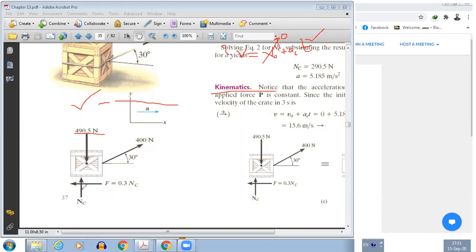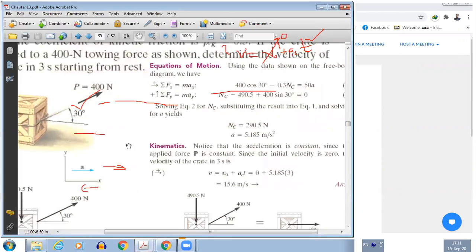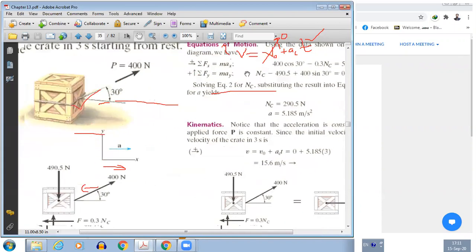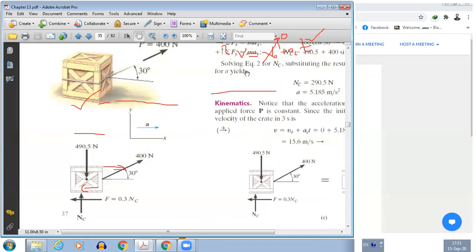There will be a normal force acting upward. And since the crate is moving in this direction, there will be the force of friction in the opposite direction. Now we can have the summation of forces in x direction and in y direction. The crate is going to move horizontally, so summation Fx will be equal to max, but summation Fy can be put equal to 0 because there is no motion in the y direction. So the acceleration in the y direction is 0.